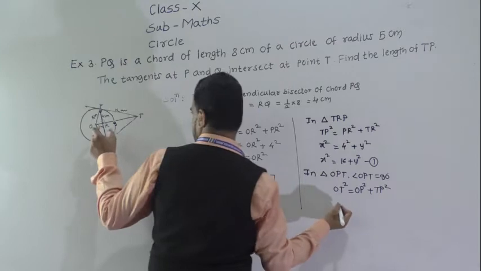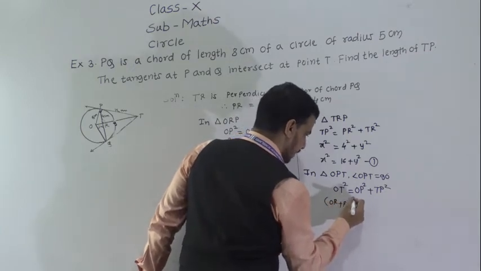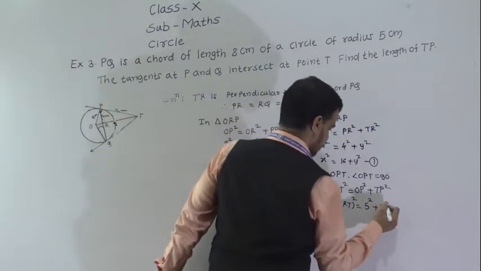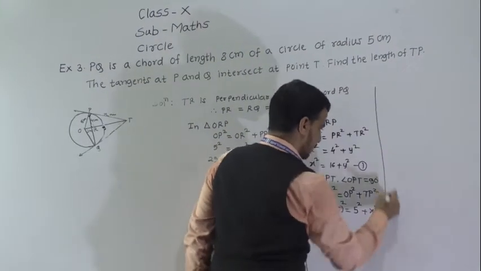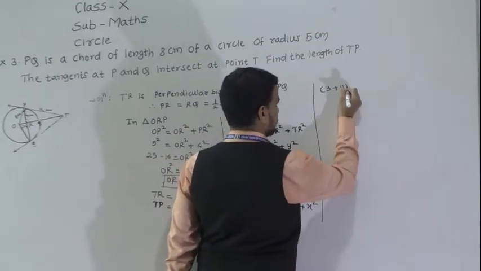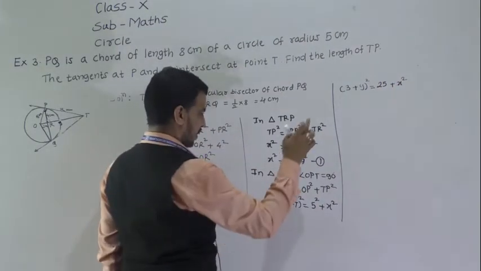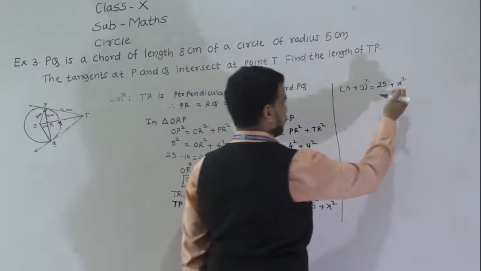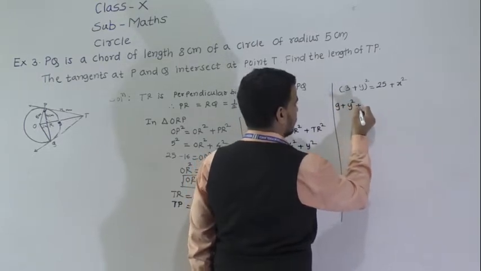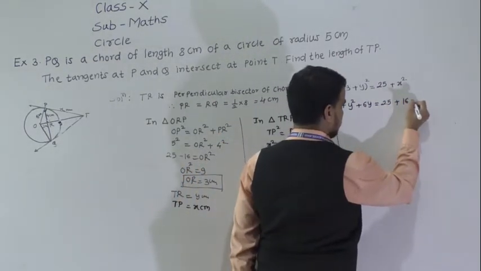Here OT means OR plus RT. So (OR plus RT) whole square is equal to OP square, that is 5 square, plus TP square, that is x square. If we put the values of OR and RT, OR is 3 centimeter, so (3 plus y) whole square is equal to 5 square, which is 25, plus x square. Now if we put the value of x square, 16 plus y square, first we expand this: 3 square is 9 plus y square plus 6y is equal to 25 plus 16 plus y square.